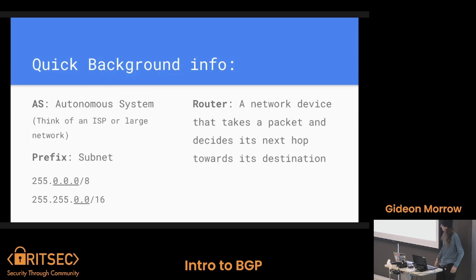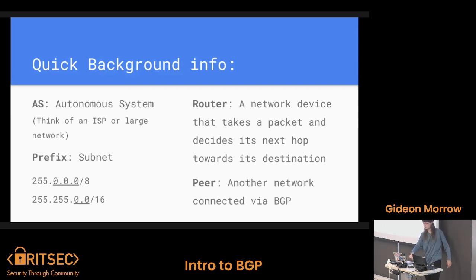A router. It's not the thing you got from your ISP. I mean, it is kind of, but it's a network device that will take a packet from an internal network or from another network and decide where it should go next. Next hop is the term you're looking for. And this term is actually very loaded in BGP, for reasons.